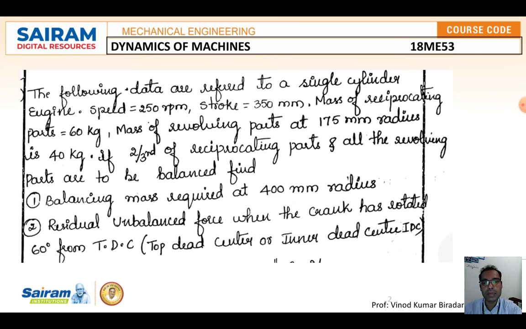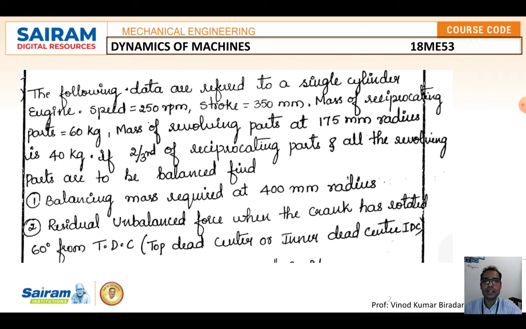In primary balancing, normally we do not construct any force polygon or couple polygon diagram. You just have to remember the list of formulas. You read the question and substitute, and you are going to get the final answer. So here the question is given, that is the first problem.